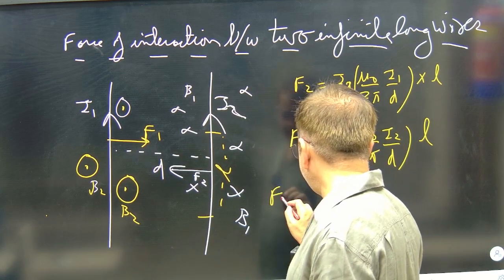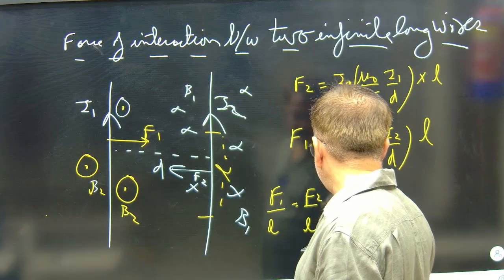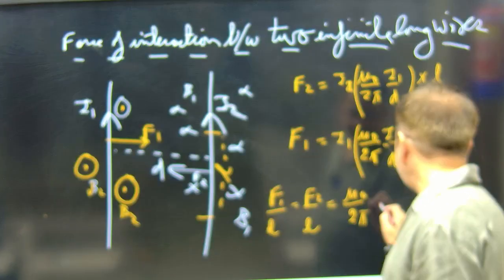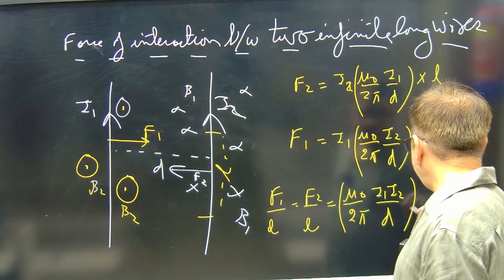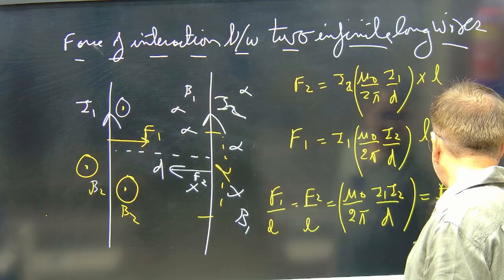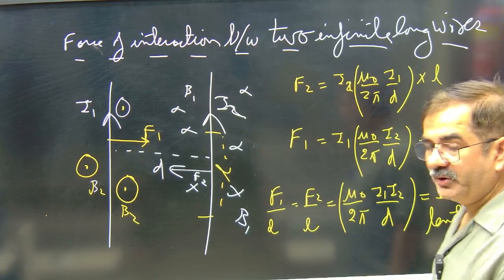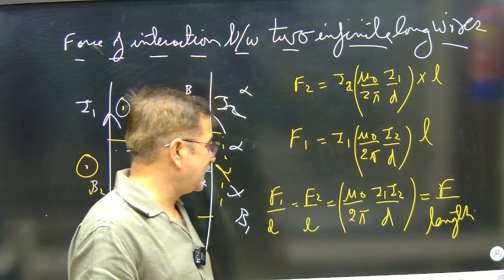So this force F1 by length L, or F2 by length L, the force per unit length, will be mu naught over 2 pi, I1 I2 upon D. This is the value of force per unit length of the wire. And if this arrangement is here, from here only we get the definition of 1 ampere current.